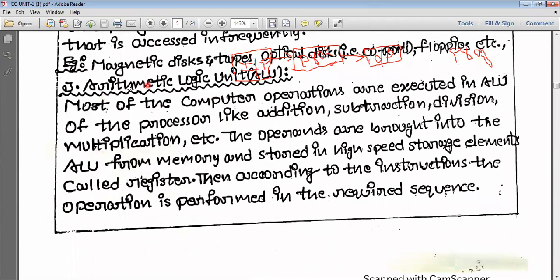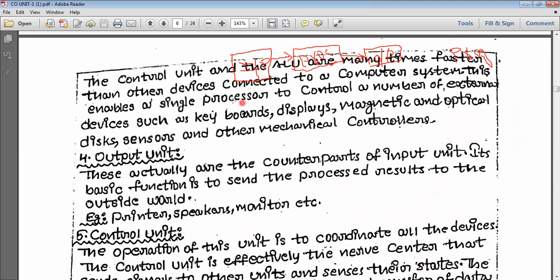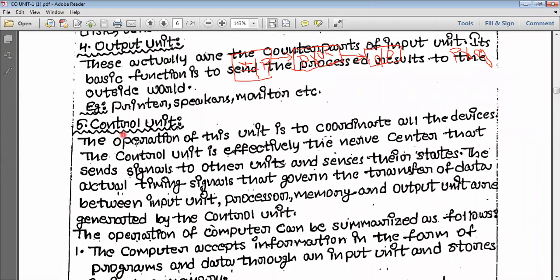Next, ALU. ALU is the heart of the processor. That means whatever operations we require are all executed in this ALU only. Next, output unit. Whatever result we get at the ALU will be transferred to the output unit, like printers, speakers, and monitors. Next, control unit. Control unit means whatever operations are done from the input to the output are all coordinated by using this control unit.